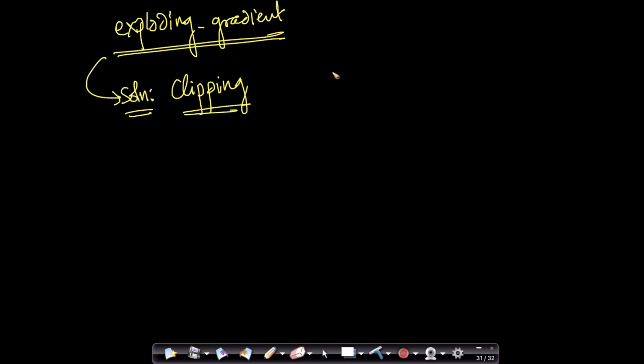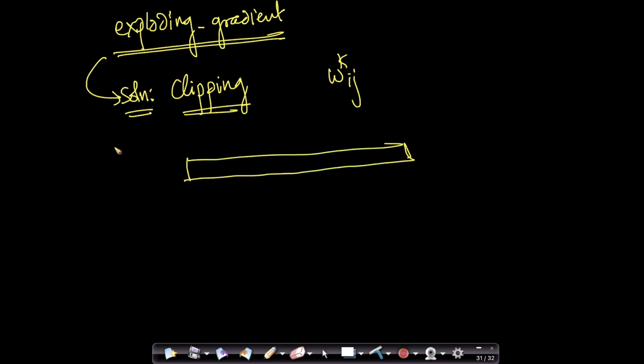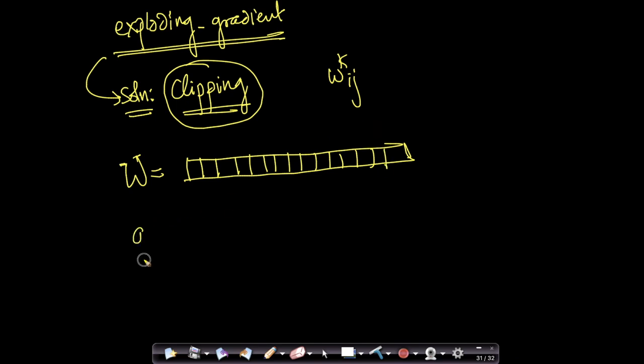Imagine I have lots of weights. If I place all of my weights in a single vector, let me call it capital W, capital W is basically all the weights in my network. So the core idea when you want to perform gradient clipping is this: if you think of your weights as a vector, you can also think of your gradients as a vector.